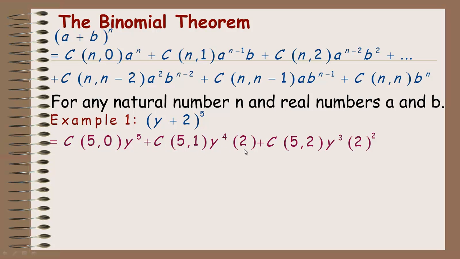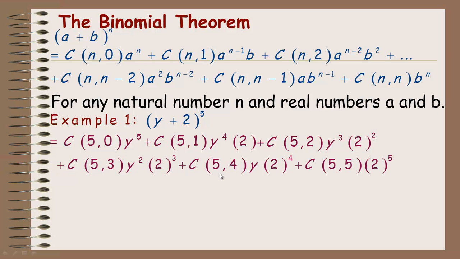And then the next coefficient would be 5 choose 2. Y's exponent decreases by 1, and the 2's exponent increases from 1 to 2. Just like up here, b to the power first, b to the power second, etc. Next term would be 5 choose 3. The y's exponent decreases from 3 to 2. The 2's exponent increases from 2 up to 3. And then the next term would be 5 choose 4, y to the first. Again, y's exponent goes down by 1. The second part of the binomial, the 2 in this case, exponent increases from 3 to 4.